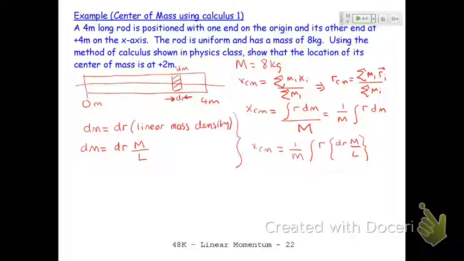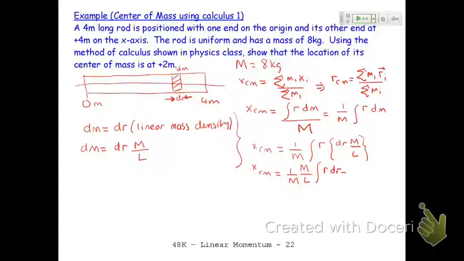Now, the way we do these integrations is we take out everything that's constant. So x centre of mass is equal to 1 over m. This mass, of course, doesn't change. And that L doesn't change. And that's the integral of r dr. And I know how to do that.